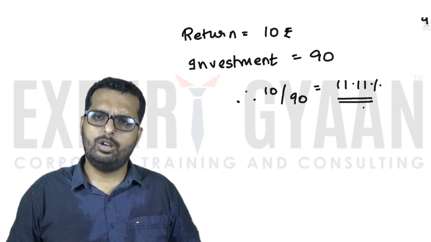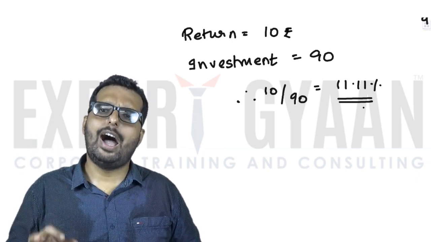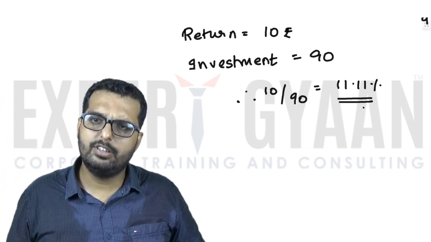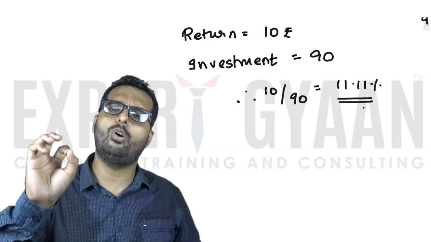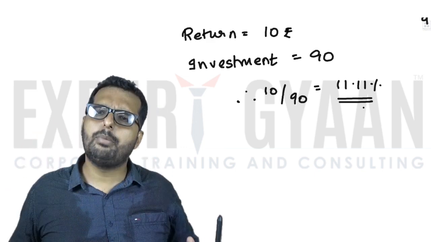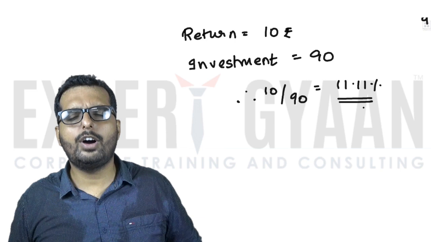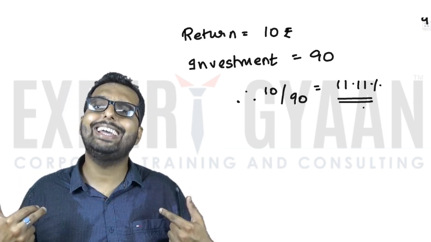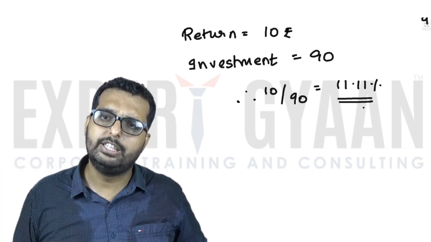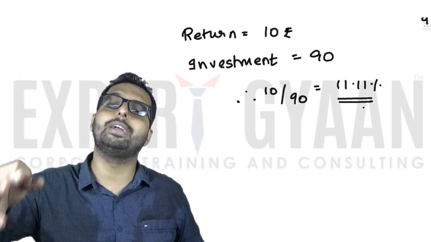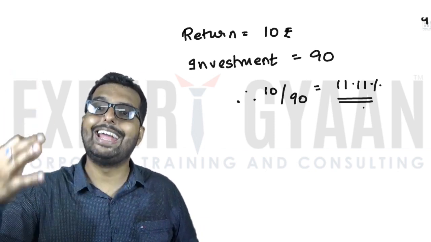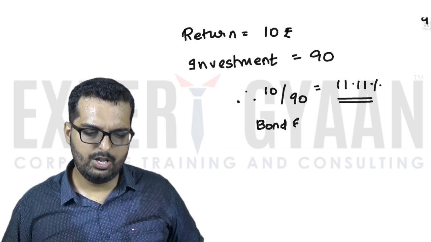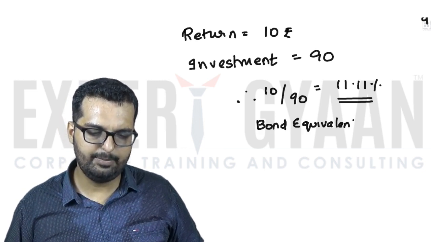I will buy the bond only if I expect 11.11%. If my father's business is giving me 12% or 13% or 14%, I will not buy this bond, because I can put my money in my father's business. I put my money in this bond because I expect 11.11%. Hence, what I expect becomes the investor's expectation. Hence, it is known as yield. And this is known as bond equivalent yield.